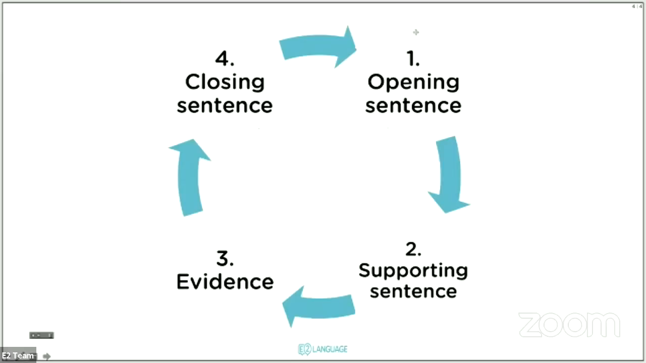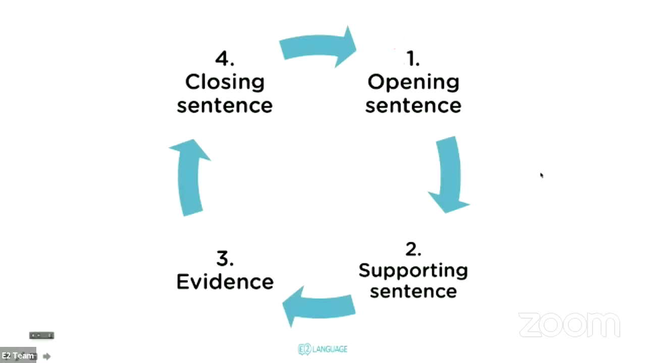So I'm going to show you in a second what it looks like. But you have an opening sentence, which is a sort of broad statement. It focuses on a specific idea, but it just introduces that idea. That's your opening sentence. And that connects to your supporting sentence where you add some information to the opening sentence. Then you give some evidence, like an example or a statistic or something like that. And then you close the paragraph off with a closing sentence, which connects back to your opening sentence. Okay? So it's a really nice logical structure, and the IELTS examiners like it.